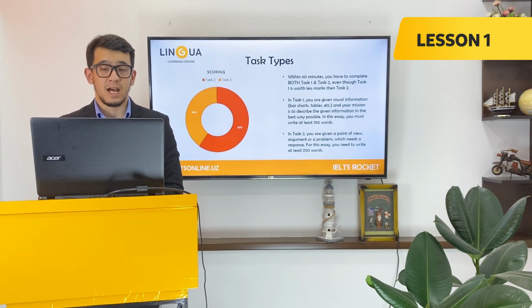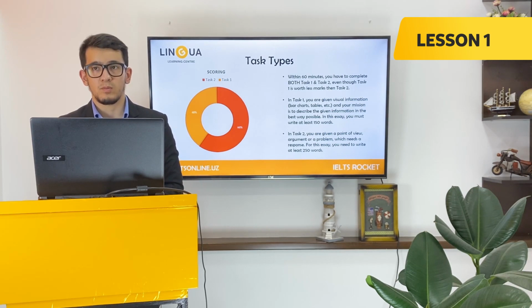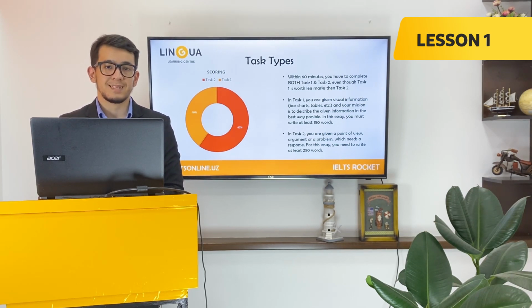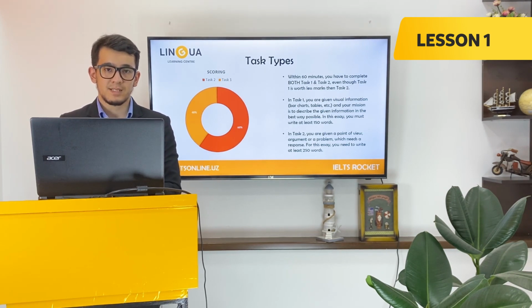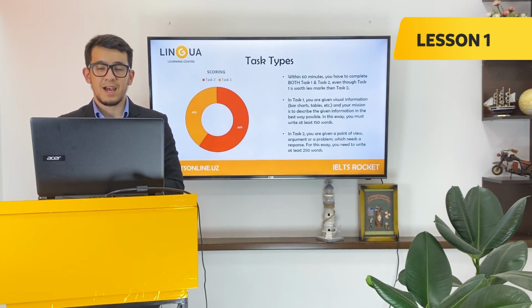It's not an easy task. That's why people who do not have a good experience, or people who do not have a certain strategy in writing, do not succeed in this part. And that's why it is usually called the most difficult part of the overall IELTS exam. So let's remember, you have 2 tasks, you have 60 minutes, and you have to finish both within 60 minutes.